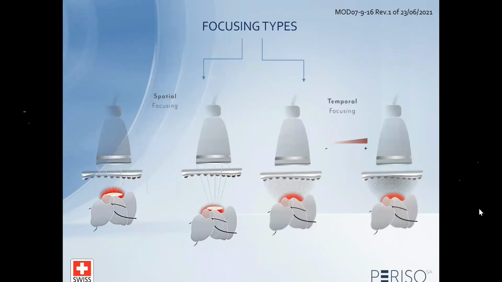So we can talk about two types of focusing. The one is spatial focusing. The second is temporal focusing. With the choice of the lenses, you can choose the different depth of focalization of the shock waves. And temporal focusing is because with this device you can also modulate, as I said at the start of the presentation, the rise time, so the shape of the shock waves, and how it evolves in time during the treatment.